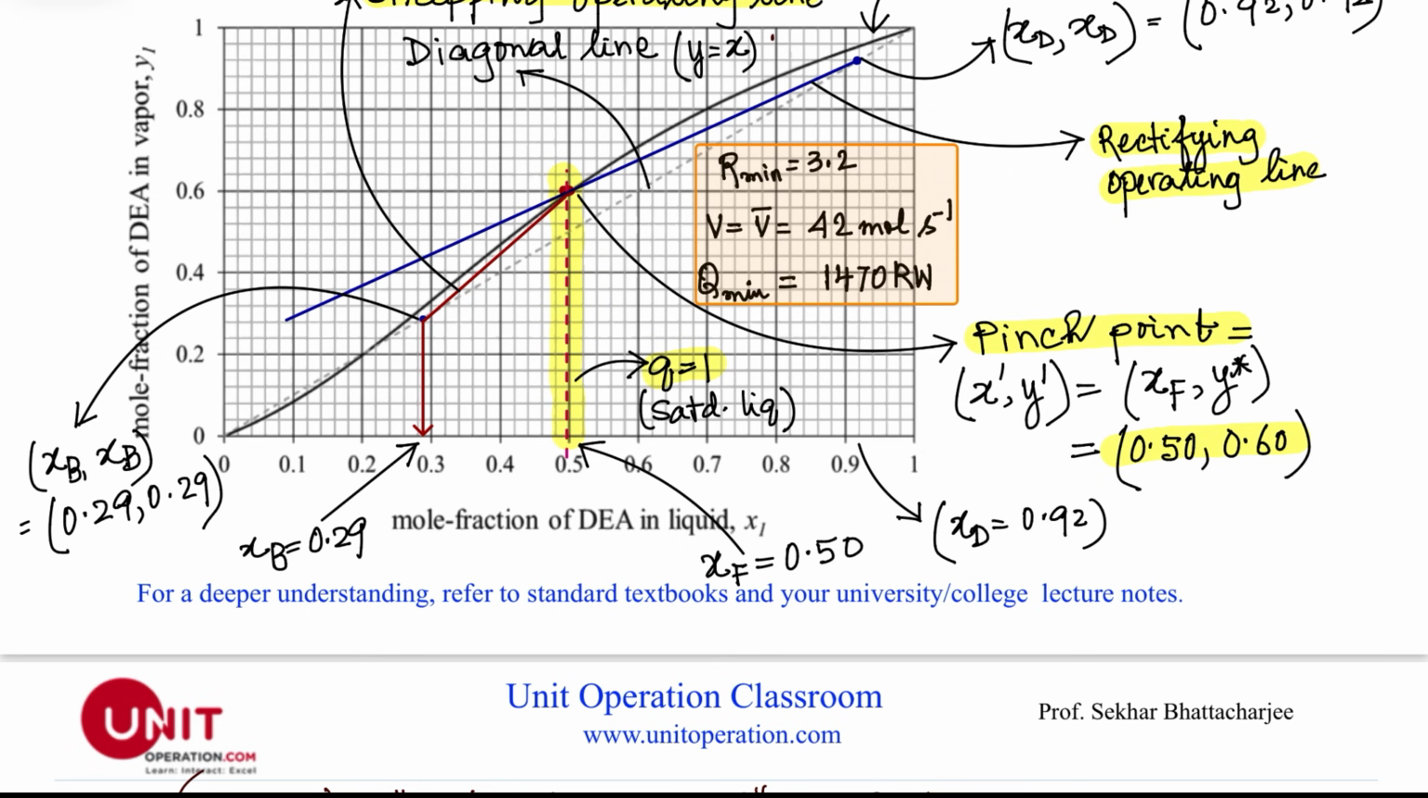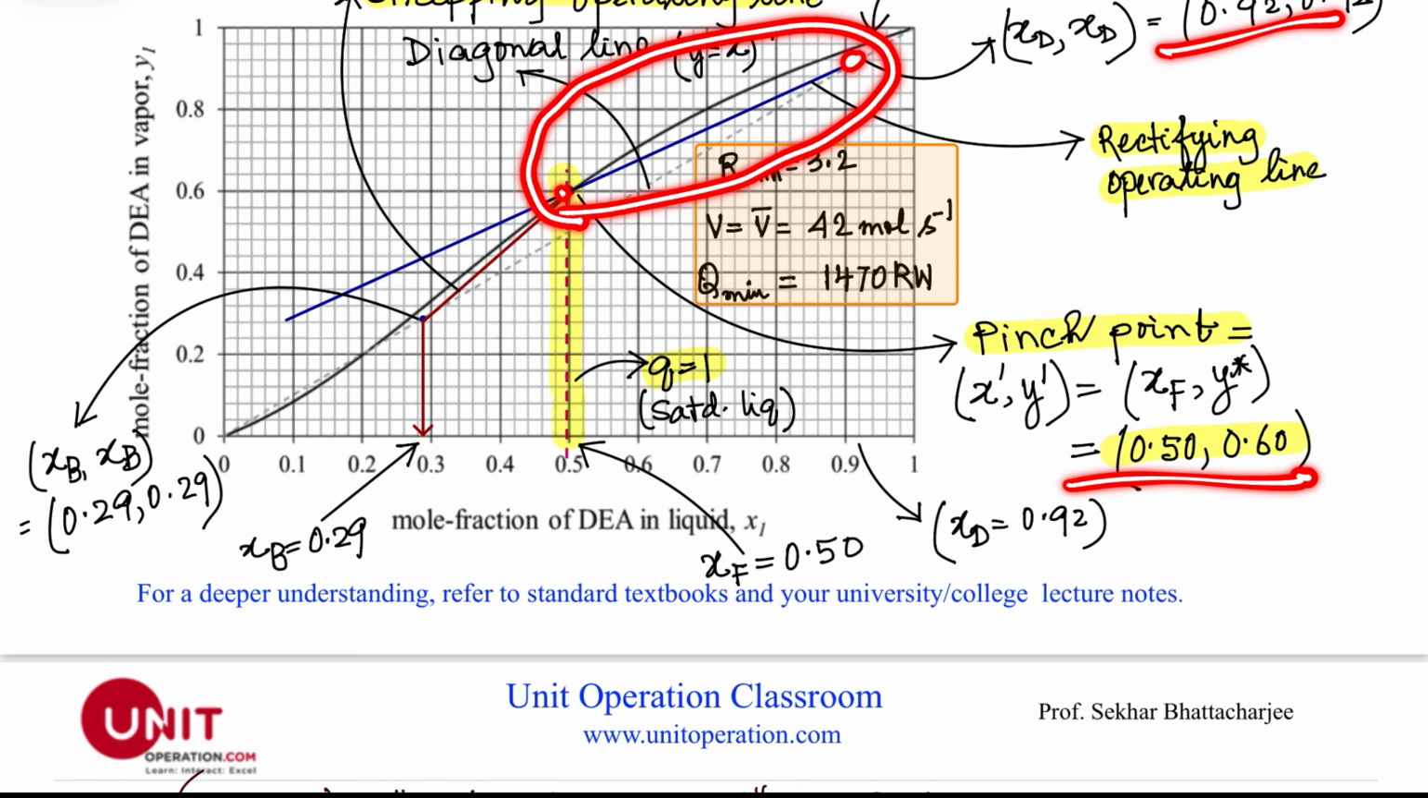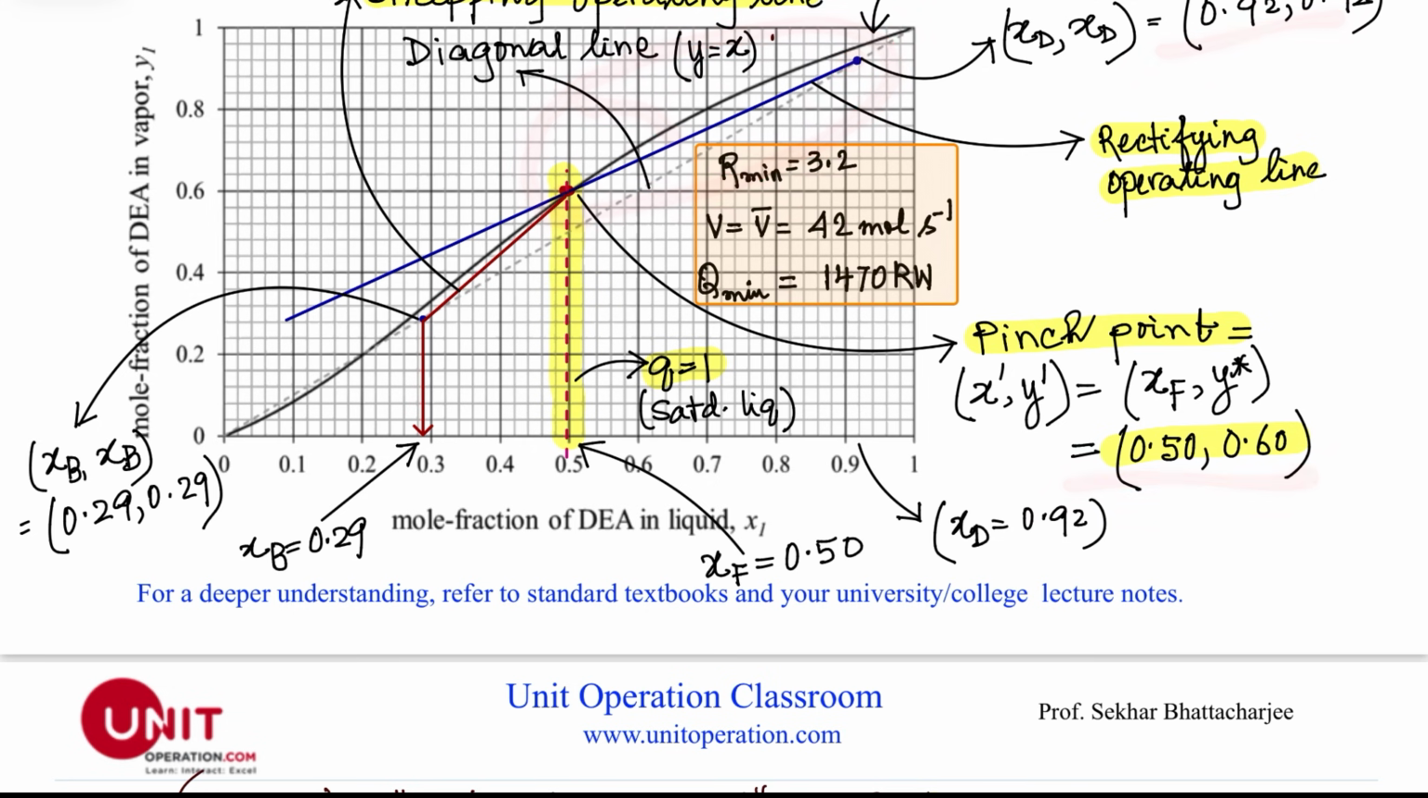So for R minimum, we have to draw the rectifying section operating line. Basically, it's a pinch point. So we draw a straight line between xD, which is 0.92, 0.92, and this pinch point here, which is 0.50, 0.60. So this is my rectifying operating line. And we can easily find the slope of this line because we know these two points. From there we can calculate the R minimum.